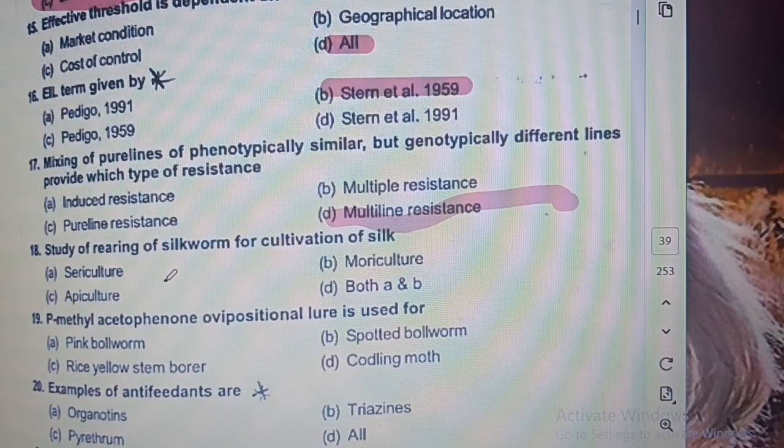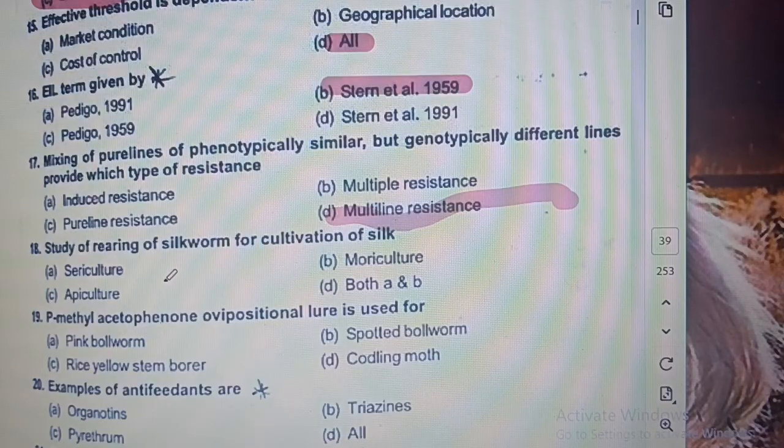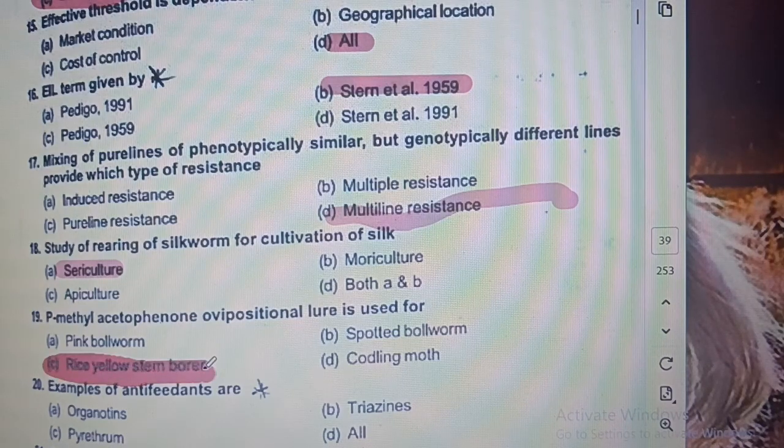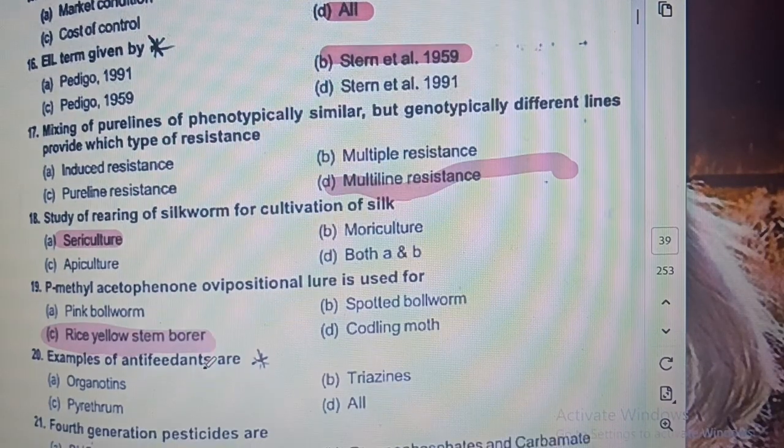Then the study of rearing of silkworm for cultivation of silk is known as sericulture. Likewise, honey bee cultivation is known as apiculture. Moriculture is the cultivation of mulberry. Next question: paramethyl acetophenone ovipositional lure is used in, so it is used in rice yellow stem borer. This question they also used to ask very frequently.